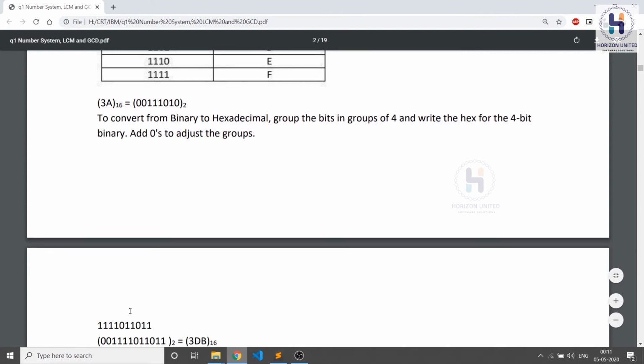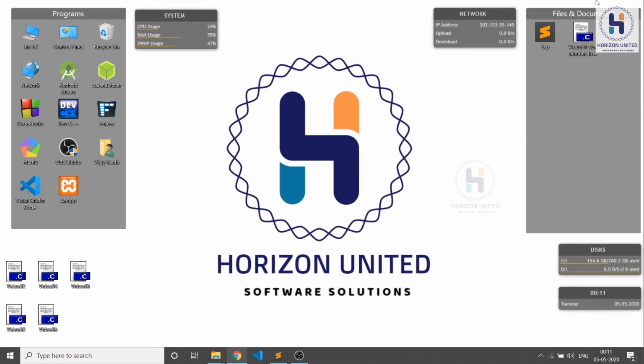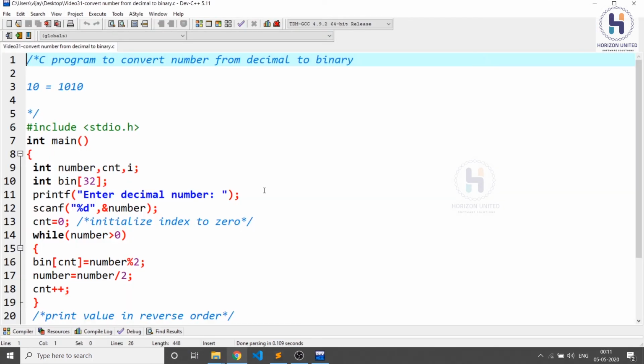Now let's look at a program, the 31st program, which is converting a decimal number to binary. Already you know the process of it, right? If the decimal number is 10 and its equivalent binary number is 1010, you have to keep on taking the remainders when we divide by 2.